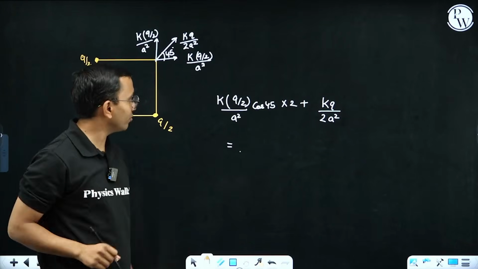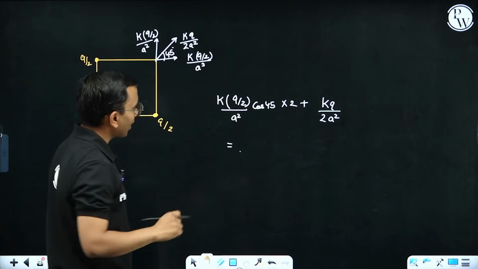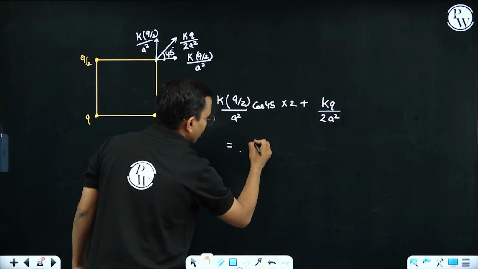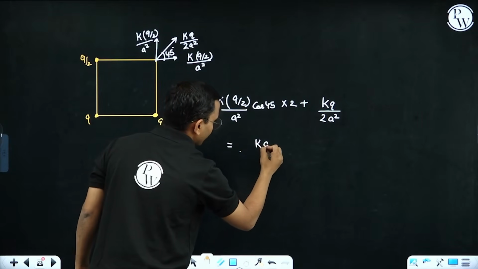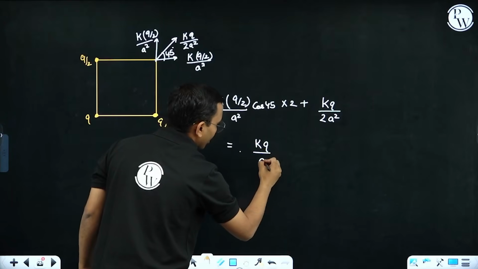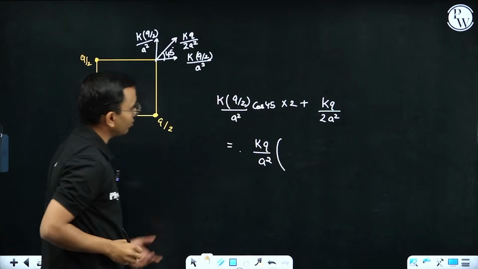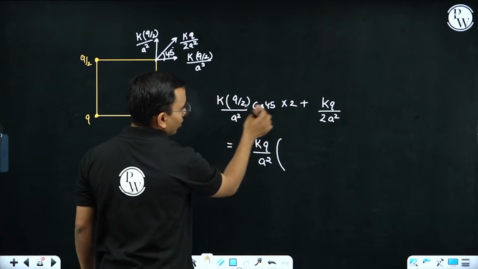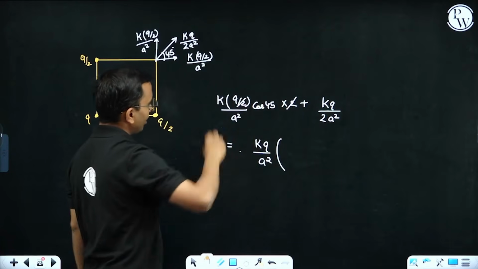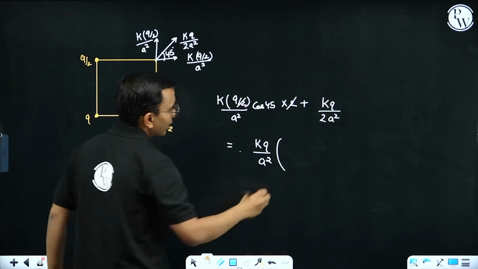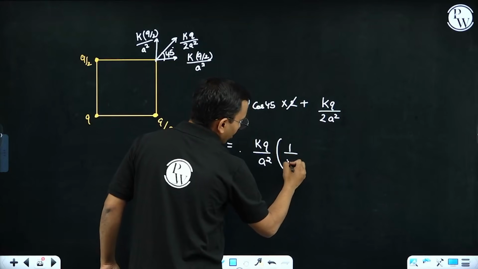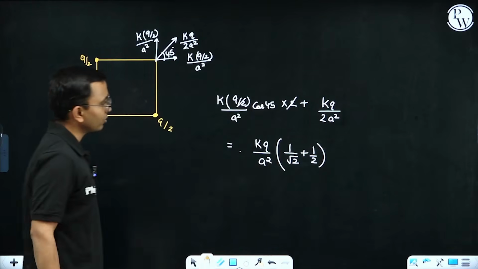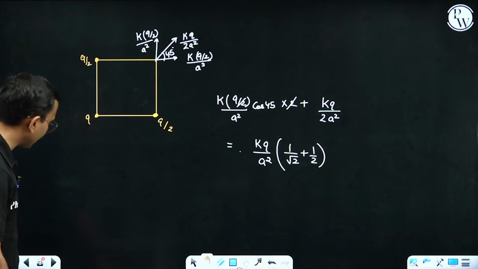Okay, this is how you have to write. Now I can put the value of cos 45, that is 1 by root 2, so this will become KQ by A square. This I am taking out common, so this will become 1 by 2 root 2. This is 1 by 2. Okay, this 2 is also there, so that will anyway get cancelled. So this will become 1 by root 2 plus 1 by 2. So this is the expression that we are getting.